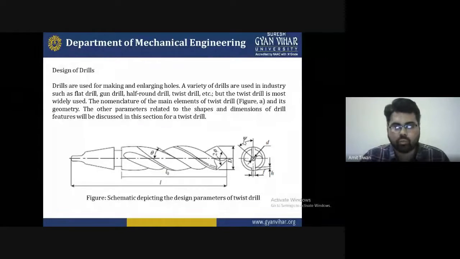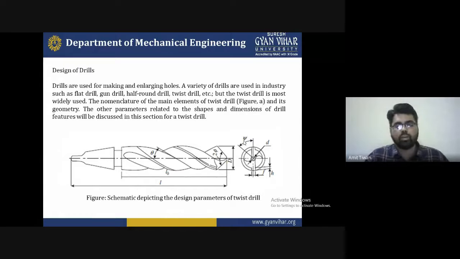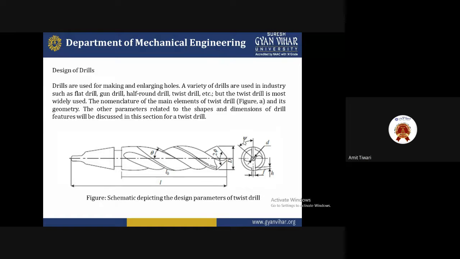The nomenclature of the main elements of the twist drill is given in the figure with its geometry. The parameters related to the shape and dimensions of drill features will be discussed in the section for a twist drill. If you want to design the drill tool, basically its purpose is making or enlarging a hole. That's why we can say that this is a multi-point cutting tool.